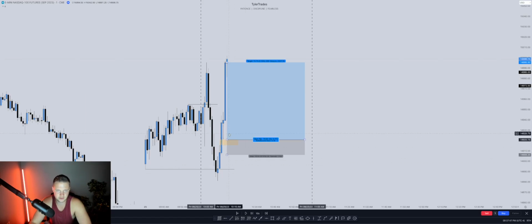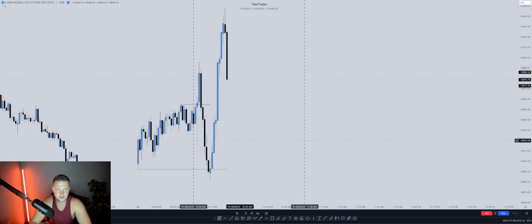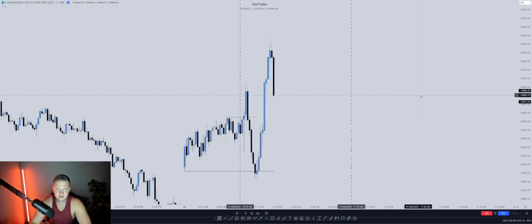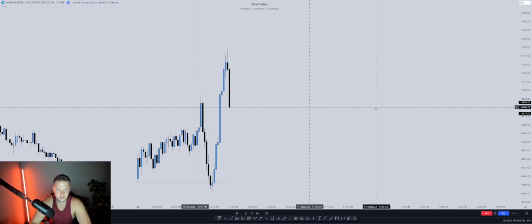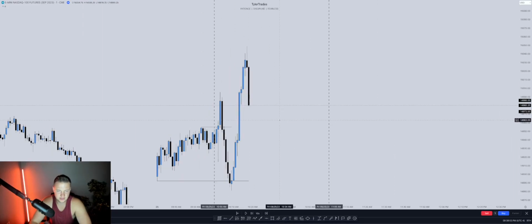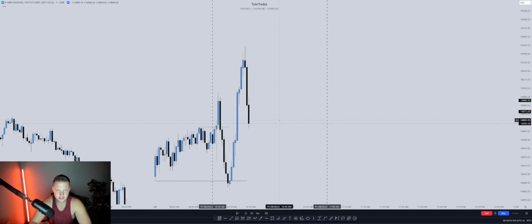It does not. So we see price just continuing to displace up. Playing this out, price took out the high, and now we see price displacing pretty heavy back down into here. Wouldn't be looking to get an entry or anything just yet.